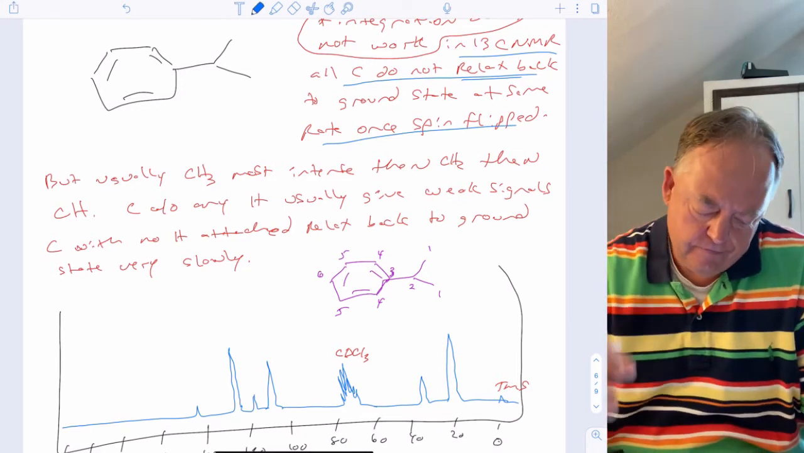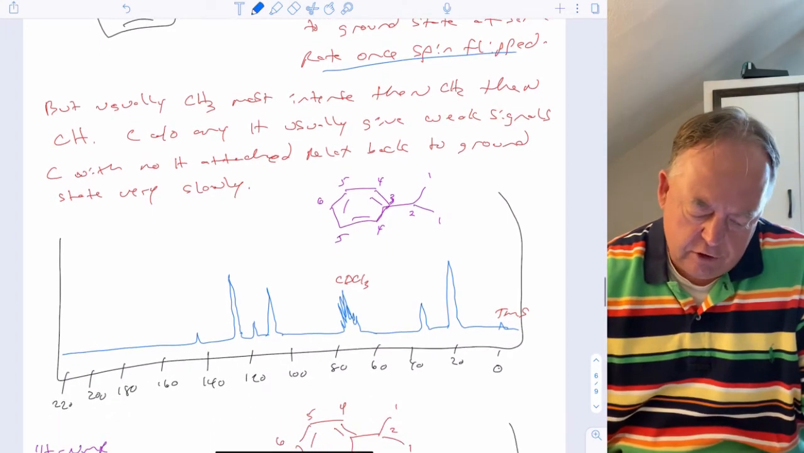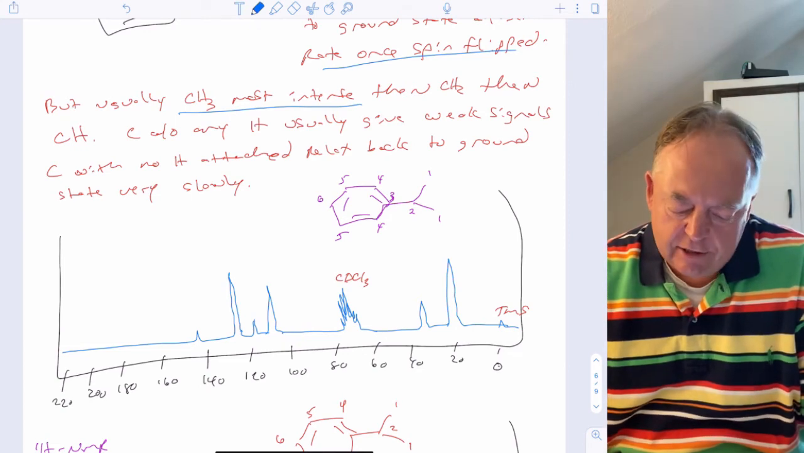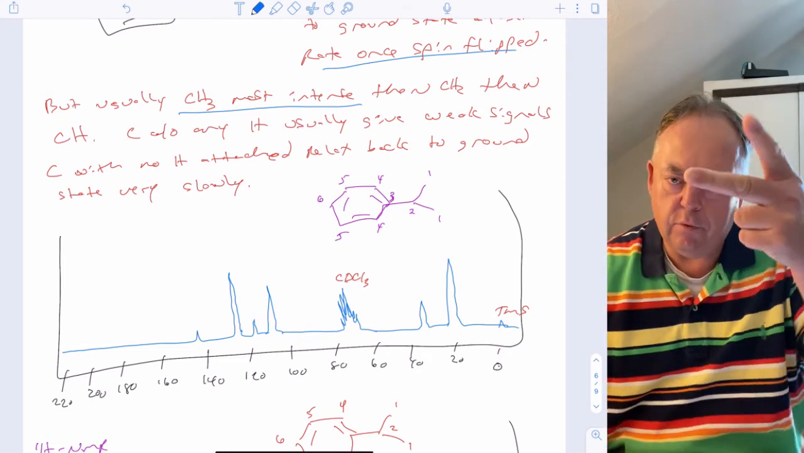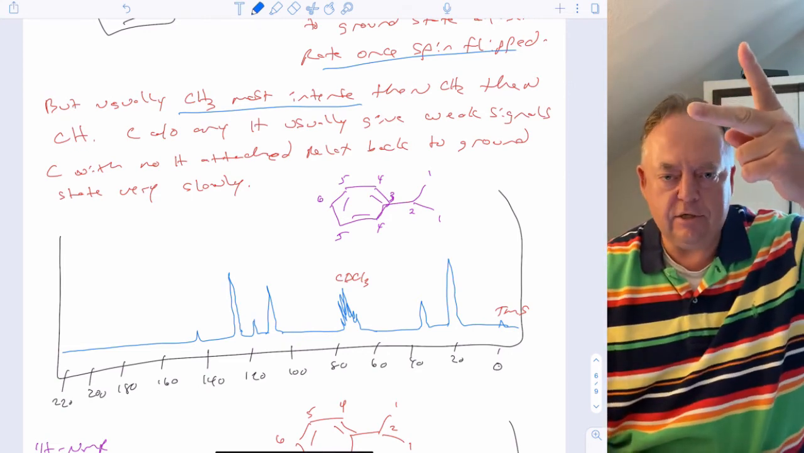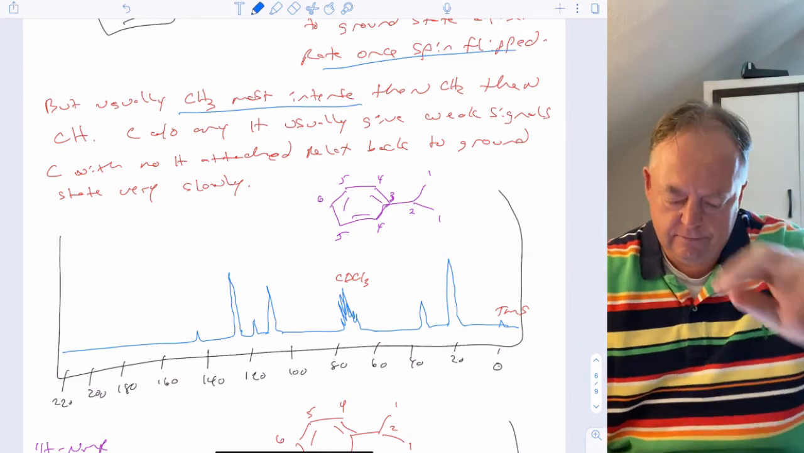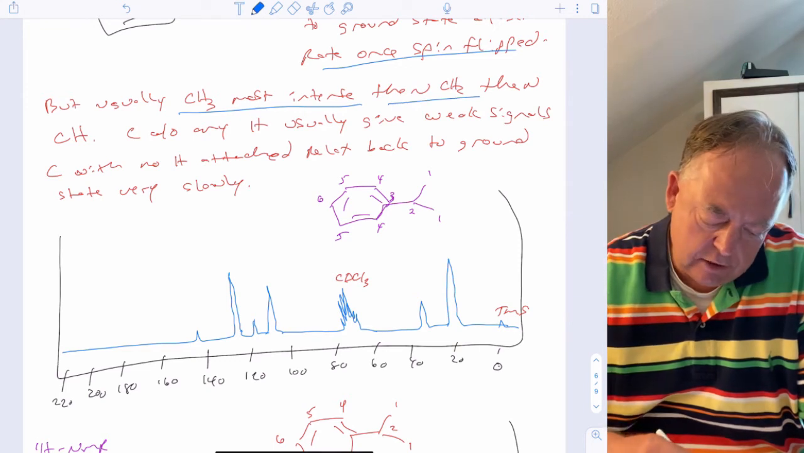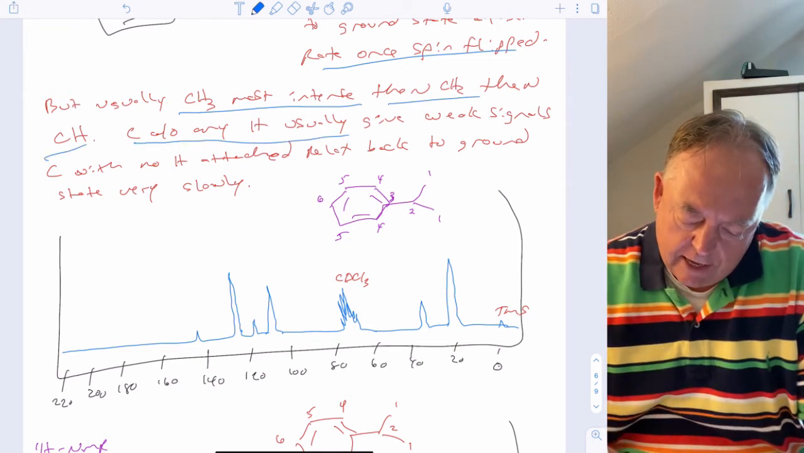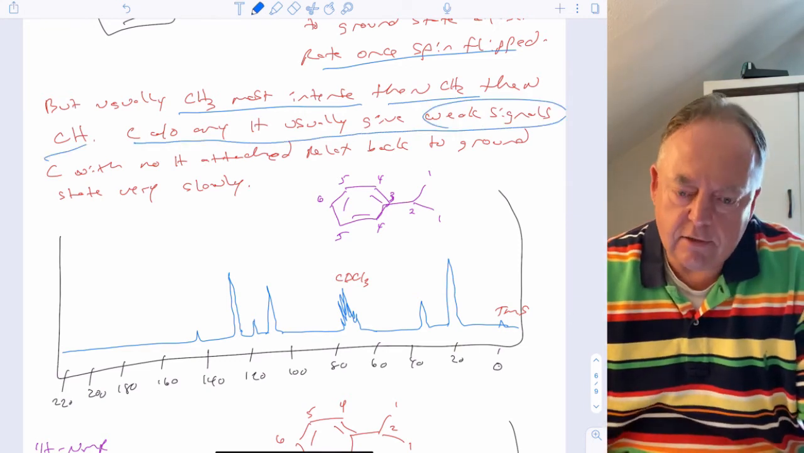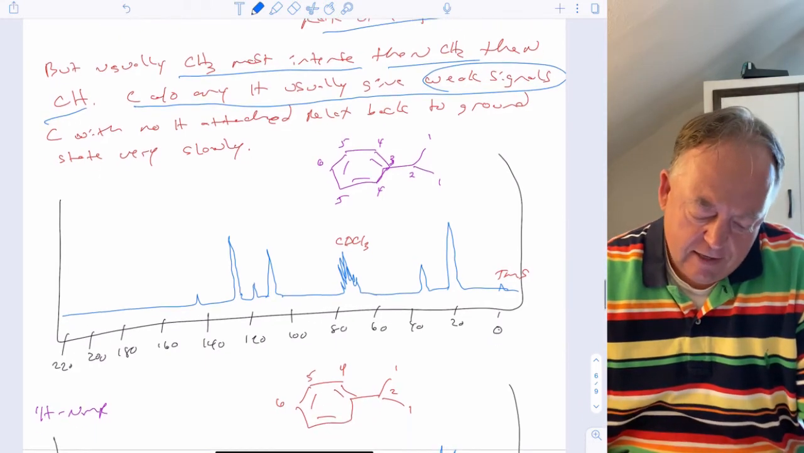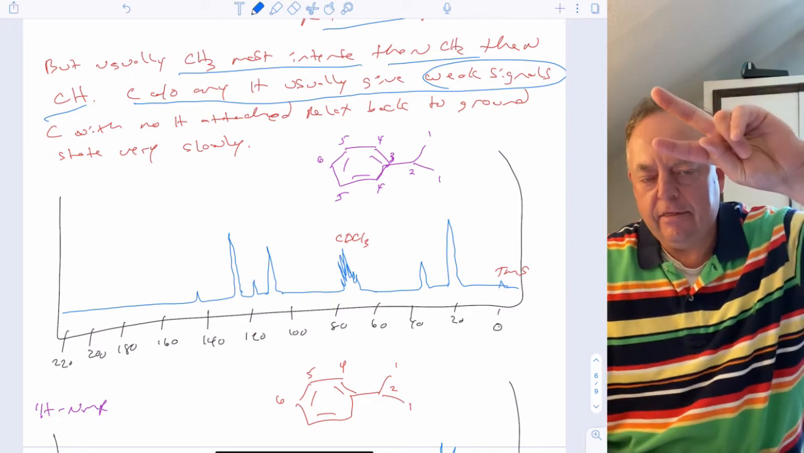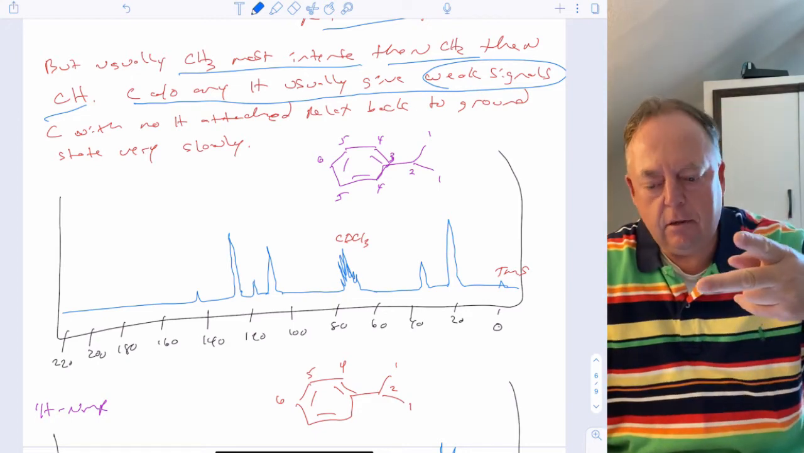But usually what you find is that CH3 are usually the most intense signals, because the hydrogens attached to the carbons help the carbon, once they excite, the hydrogens help them relax back to the ground state. So CH3s are usually the most intense signals, and then CH2s, and then CHs. And carbons without any hydrogens usually give weak signals. Since they have no hydrogens attached to them, once excited, they relax back to the ground state very slowly.